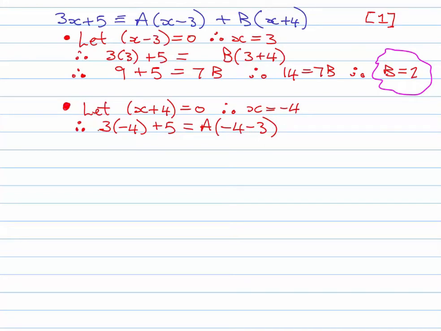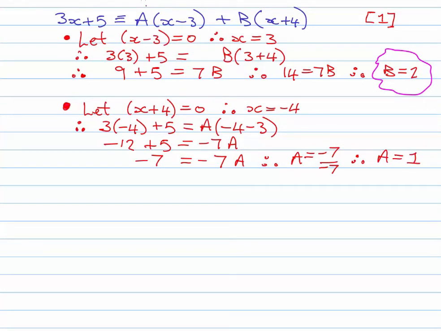Okay, so 3 times minus 4 is minus 12 plus 5 equals minus 7 times a. Okay, minus 12 plus 5 is minus 7 equals minus 7a. Therefore, a equals minus 7 over minus 7. The 2 minuses cancel, the 2 7s cancel, so something over itself is always 1. Therefore, a equals 1. Okay, let me ring that.